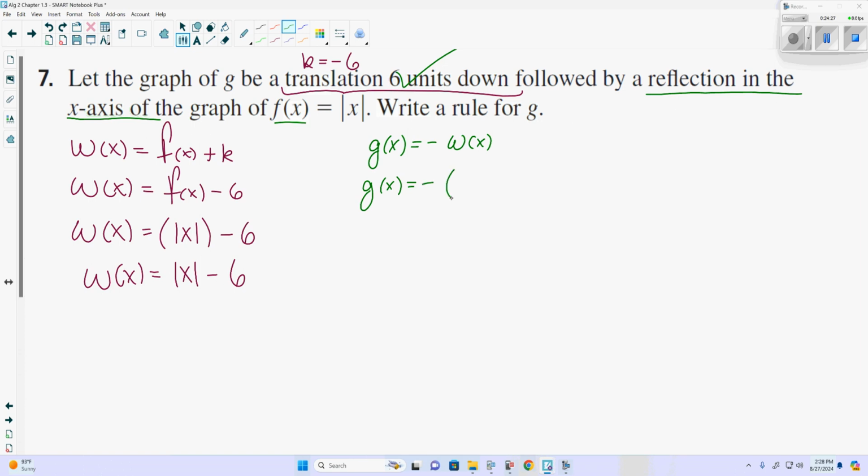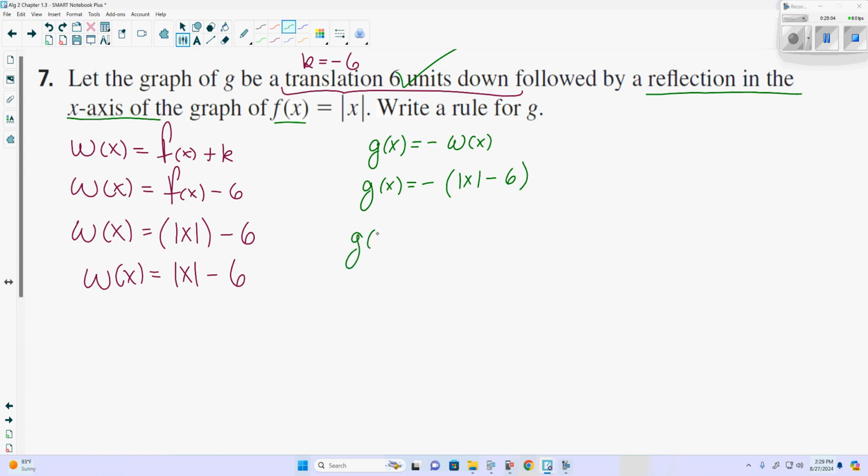Still have the negative. But with w of x, what's inside that parentheses next to w is still just x, yes? We don't have 2x or 1/2 x like the one before. So for w of x, we would just replace it with absolute value of x minus 6. So really, sometimes confusing, all we did was we took the function w of x and replaced every x in it with x. So it looks the exact same. It doesn't really change anything.